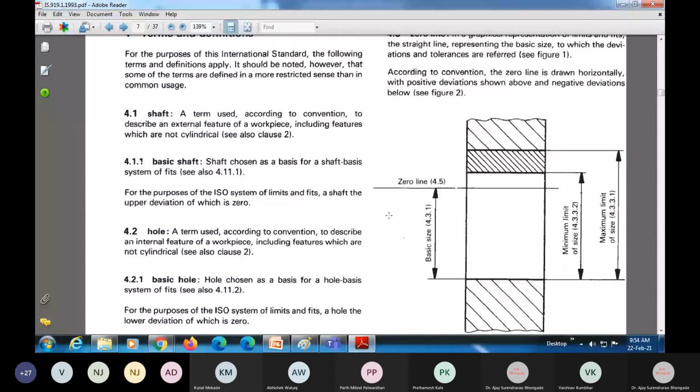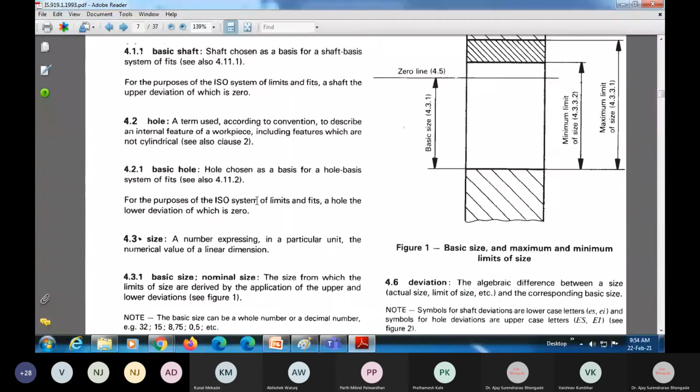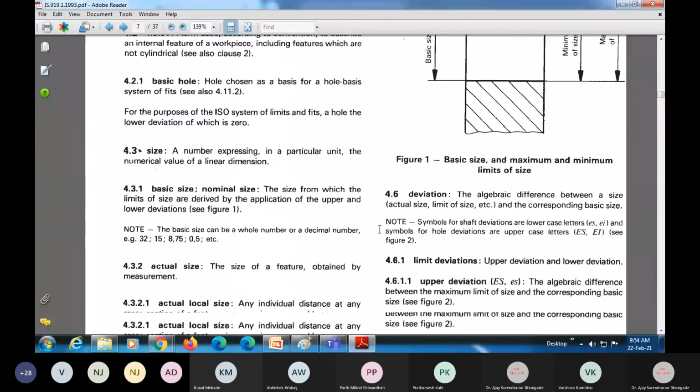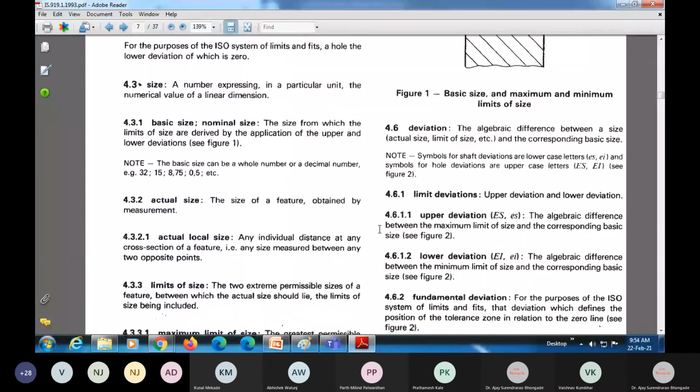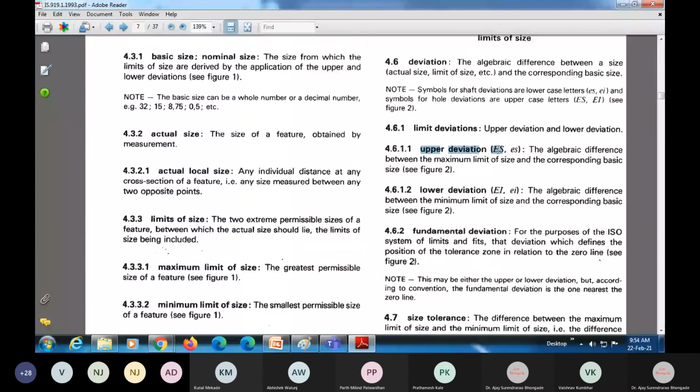Okay, so they have given a lot of these things, and again terms and definitions, whatever the zero line, shaft, a term which according to this convention describes an external feature of the workpiece. Shaft doesn't necessarily mean a shaft there. Similarly, what is the basic shaft, basic hole, basic size, nominal size, deviation, so whatever things we have already discussed, upper deviation. Now for upper deviation, they have reserved the notation ES and small es. What we might be using is UI and UD. So they might have certain different notations for that, but it doesn't affect us. We simply know the meaning of upper deviation, lower deviation, whatever the notation is.